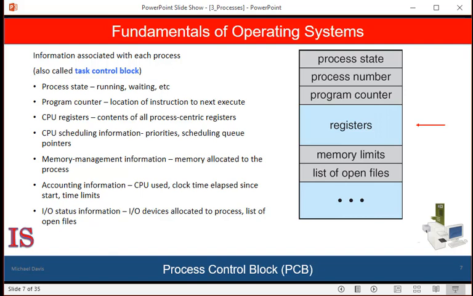There's also accounting information. This is information that includes the amount of CPU time and real time used, time limits, account numbers, job or process numbers, and so on. There's also an input-output status. This is information about the list of I/O devices allocated to the process or the list of open files that are being used by the process. In brief, the process control block simply serves as a repository of all the data needed to start or restart a process, along with some accounting data.